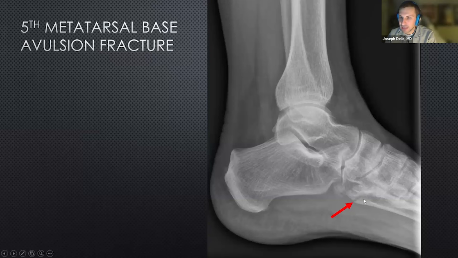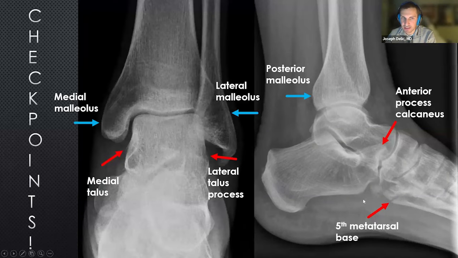So when I'm looking at my ankle radiographs and talking to my residents, I like to go through two sets of checkpoints with them, right? We have three very common fractures that we see: medial malleolus, lateral malleolus, posterior malleolus of the ankle. So I always run my search pattern through those first.